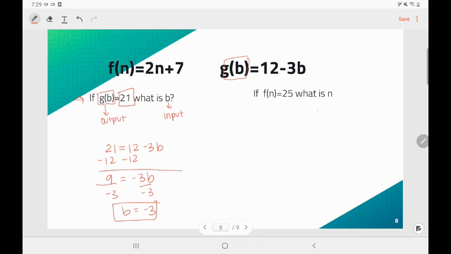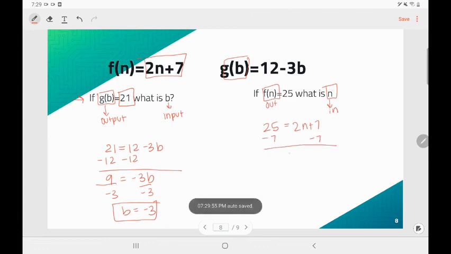Last example. To practice this one more time. So remember, this means output. Inside the parentheses was an n, so this means my input. So if f of n is equal to 25, so if my output equals 25, what is my input? Well, my output is 25 equals my rule for f, 2n plus 7, and solve. 25 minus 7 is 18 equals 2n divided by 2 gives me a grand total of 9.